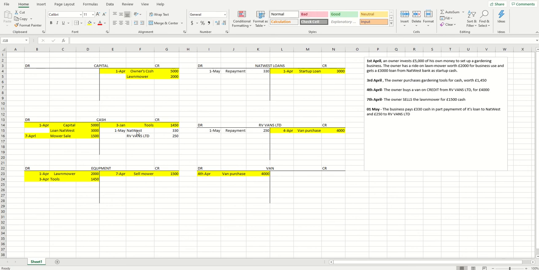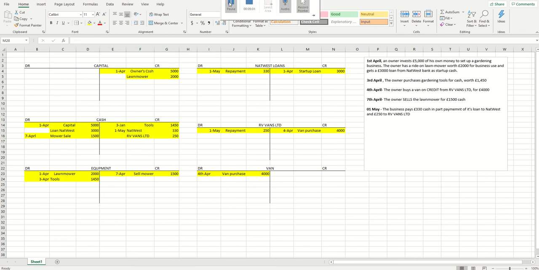And as we know, if we record something as a credit, we must also record it as a debit. So the NatWest loan ledger receives the payment of 330, and the RV Vans ledger receives the repayment of 250. And we have now completed all of our transactions.